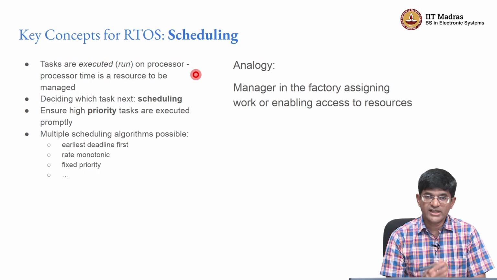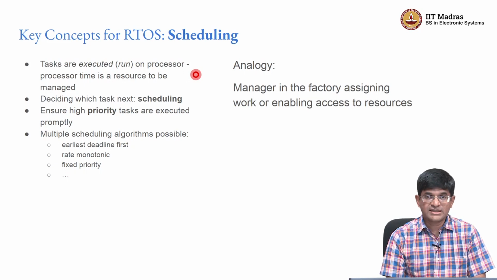So deciding on which task is going to execute next, if I have a single processor and I want to run multiple tasks on it in a time sliced manner, deciding which task goes next is basically the problem of scheduling. If I have multiple processors, I still might have more tasks than processors, which means I still have the same problem. It's just that it becomes a little bit more complicated, not less.